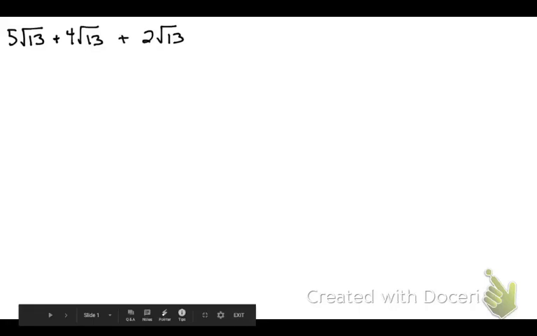Now let's take what we learned and take it a step further. Here we have 5 radical 13 plus 4 radical 13 plus 2 radical 13. And since all of the radicands are exactly the same, these are basically like terms. And we would end up with 11 radical 13.